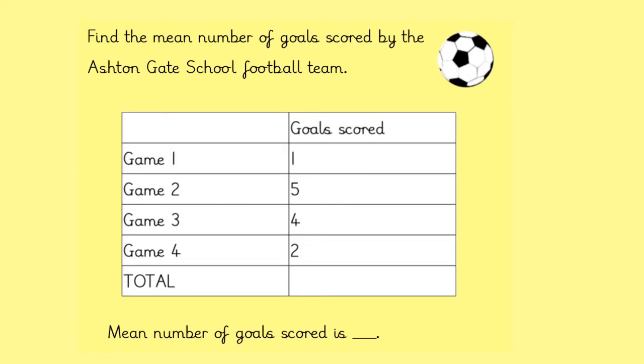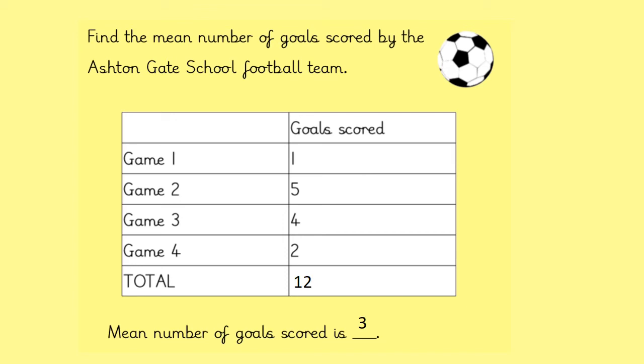Here's another example. Find the mean number of goals scored by the Ashton football team. In Game 1 they scored 1 goal, Game 2 5, Game 3 4 and Game 4 2. So the first step is to add up those goals scored to find the total number of goals. So the total number of goals scored is 12.